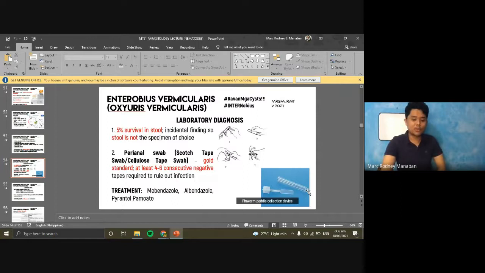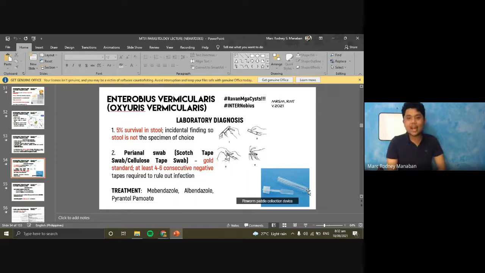Now for lab diagnosis, as we have mentioned, only 5% survive in the stool. So that's why the stool is not the specimen of choice for diagnosing Enterobius vermicularis. As you already know, the gold standard diagnostic test of choice is the Scotch tape swab, your Graham's cellulose tape swab, right?